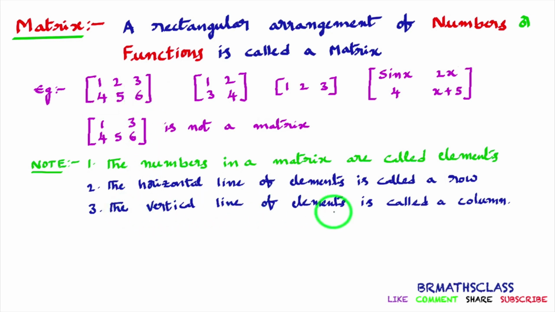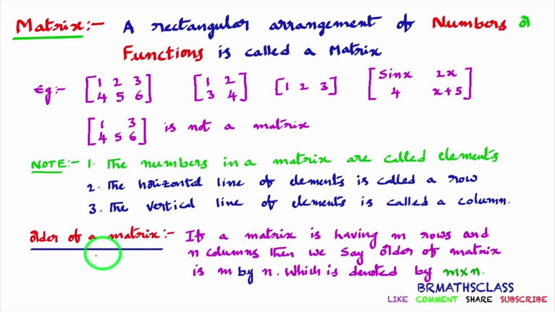The vertical line of elements is called a column. You observe the vertical line. See, this is one column. In this column, what elements are present? 1, 4. This is the second column of this matrix. This is the third column of the matrix. So the vertical line of elements is called a column.